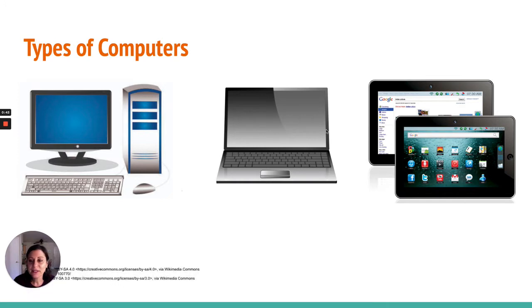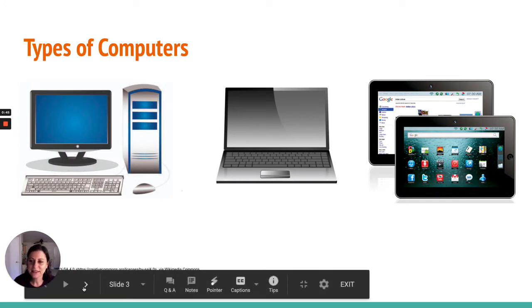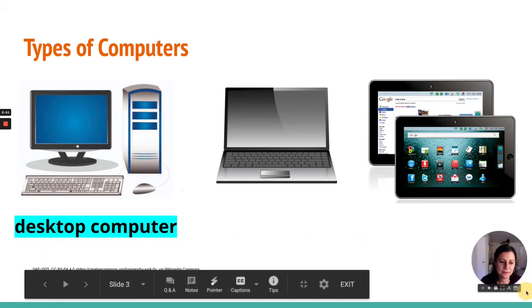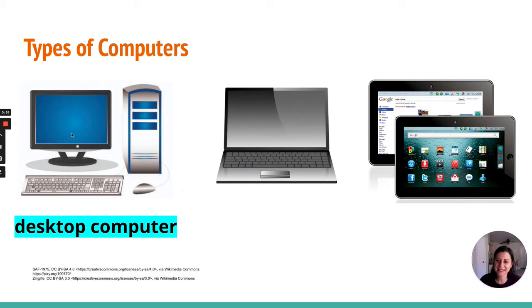These are three types of computers. This one here on the left is called desktop computer. Desktop computer, because you can put it on a desk.